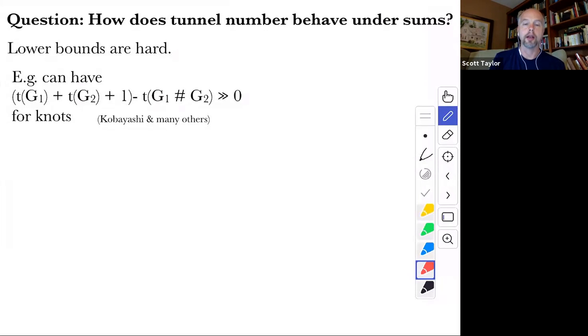All right, what about lower bounds? Well, lower bounds are much harder because tunnel number behaves kind of erratically. Beginning with Morimoto, and then Kobayashi did a lot of work on this, and other people have as well: Nogueira, Scharlemann, other people that have worked on this. The tunnel number can actually degenerate. And in particular, the difference between our upper bound and the actual value can be arbitrarily large.